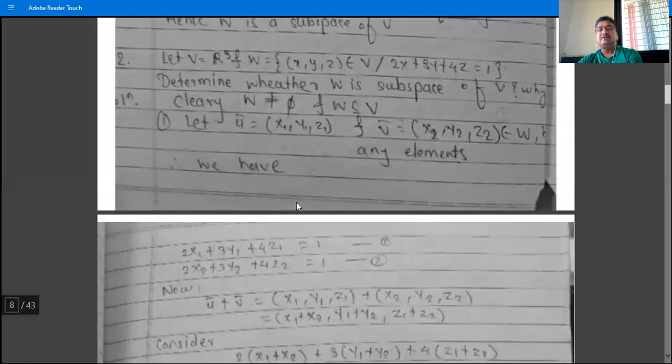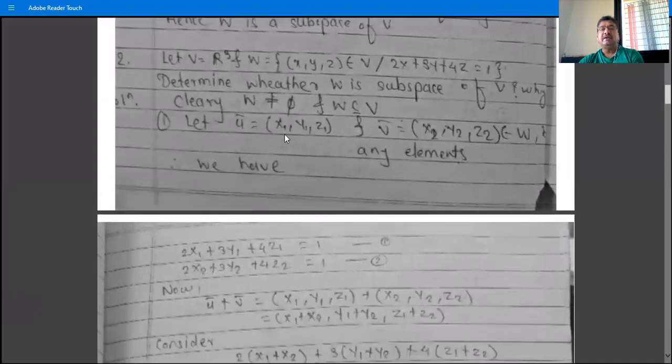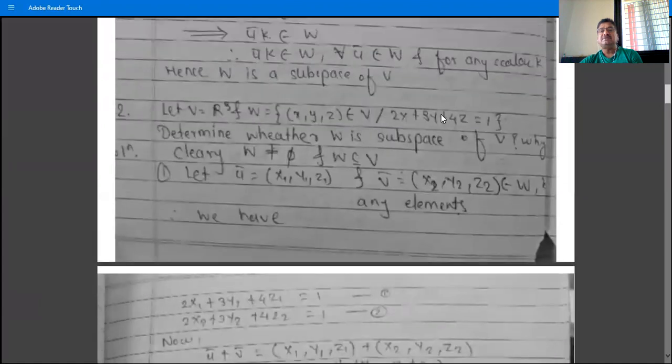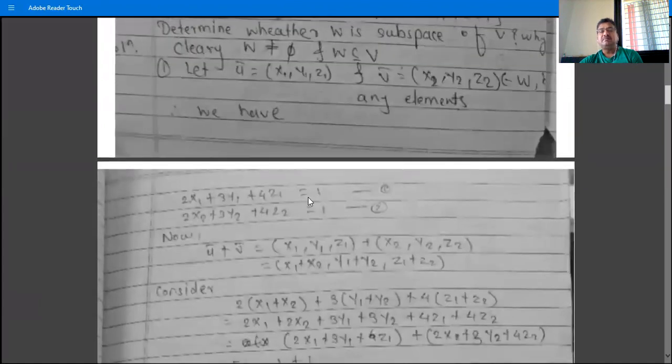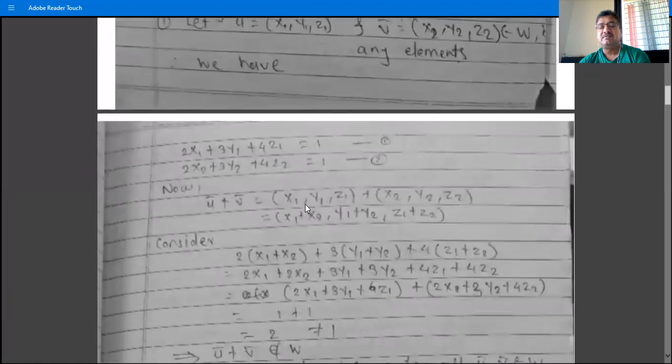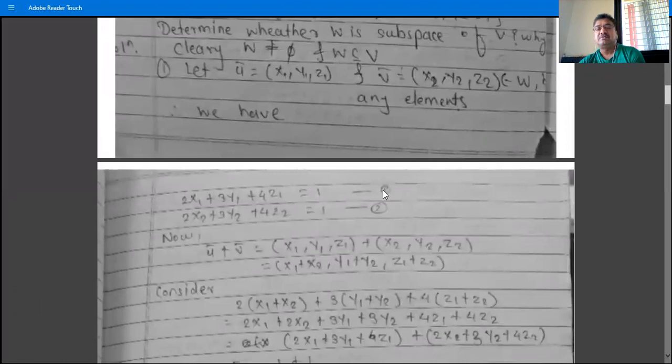So we have to check whether these two conditions are satisfied by the elements of W or not. First condition: we take two elements, suppose u bar is (x1, y1, z1) and v bar is (x2, y2, z2), any two elements of W. Since (x1, y1, z1) belongs to W, it satisfies 2x1 + 3y1 + 4z1 = 1. Also, (x2, y2, z2) is an element of W, so 2x2 + 3y2 + 4z2 = 1. Call these equations 1 and 2.